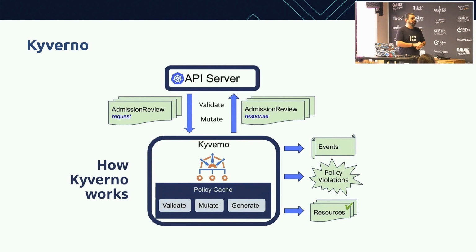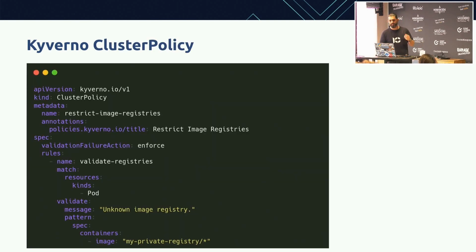There's another project called Kyverno. It is Kubernetes native, so it is developed only for Kubernetes. Does the same thing. It has the admission and validation webhooks. Because it is more Kubernetes-like, it's YAML. I'm not saying YAML is the best, but this configuration does the same thing. It makes sure that your container's image starts with my private registry.